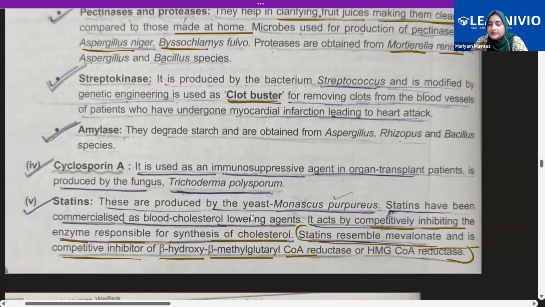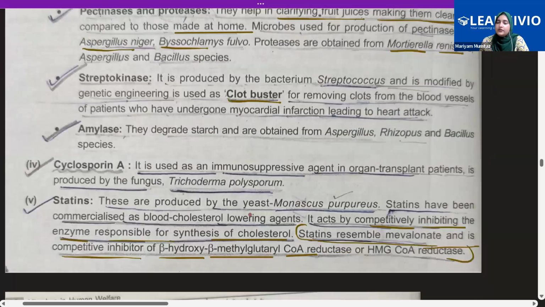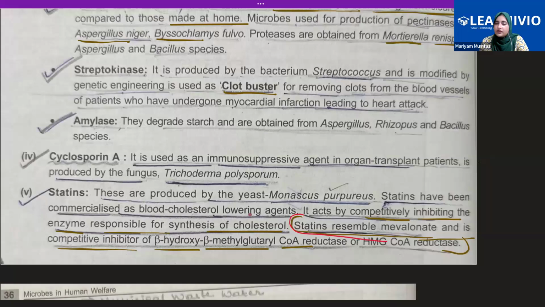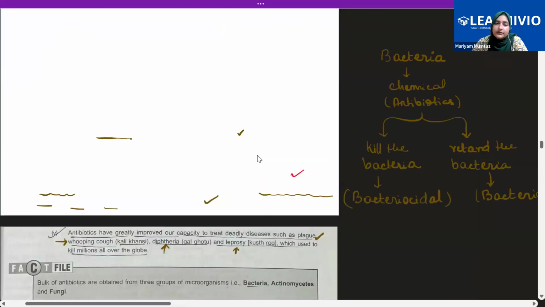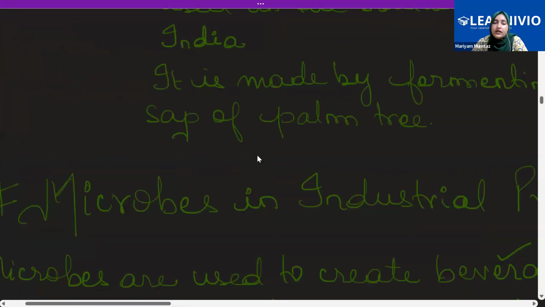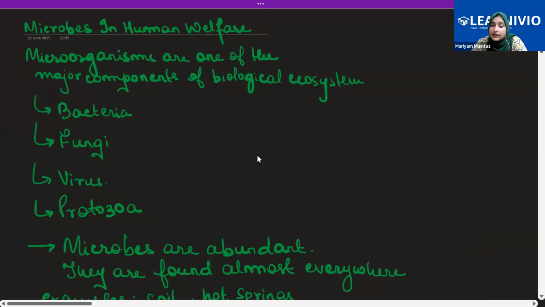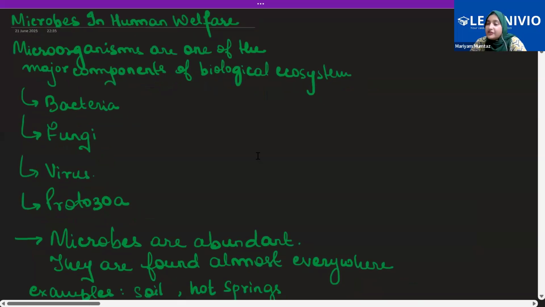Clear, students? This part you don't have to learn. It's not important. This much is clear up until now. The use of microorganisms in industry and in household, both of these things are clear. Okay, very good. Now you people note down, then we'll move forward and talk about how microorganisms are used for sewage treatment. Okay, the next topic.